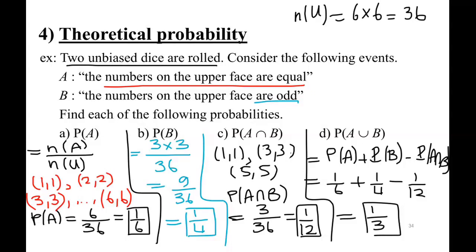So basically, the union is an OR, and the intersection is an AND. So when we say A or B, which is the union of the two events, it could be A occurring or B occurring or A and B occurring at the same time. While when we say A and B, which is the intersection of the two events, A and B must be occurring simultaneously in order to have their intersection.